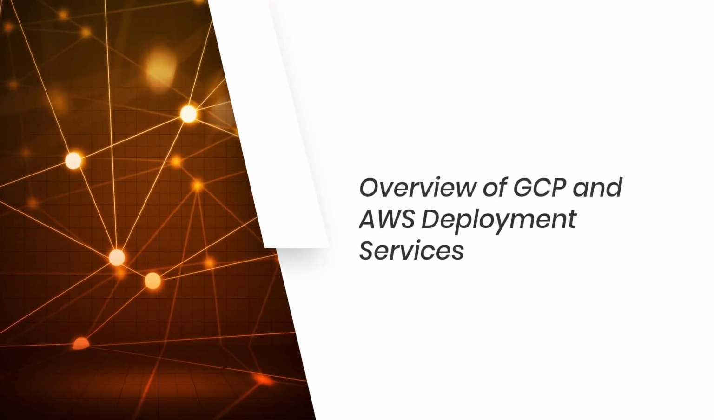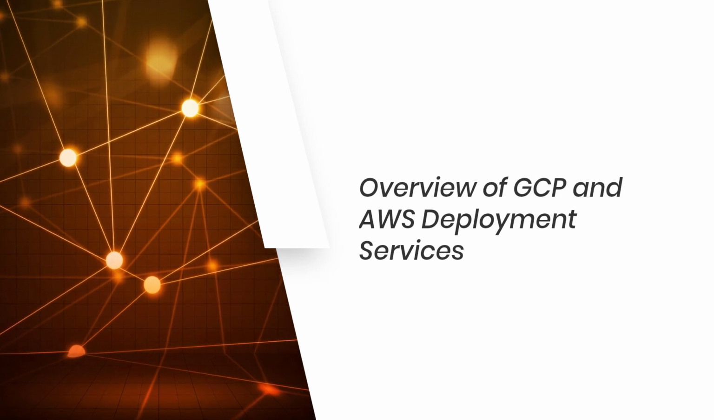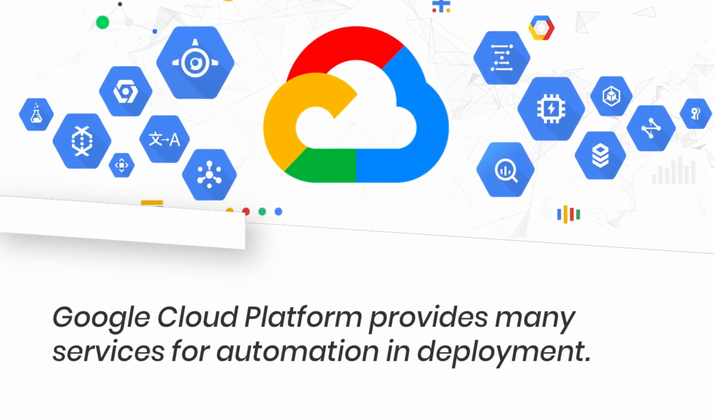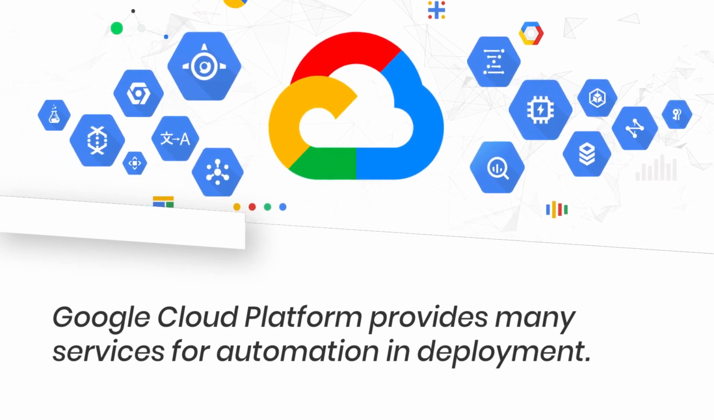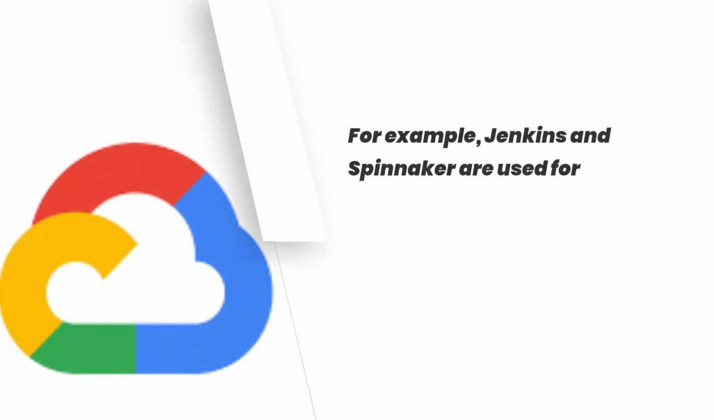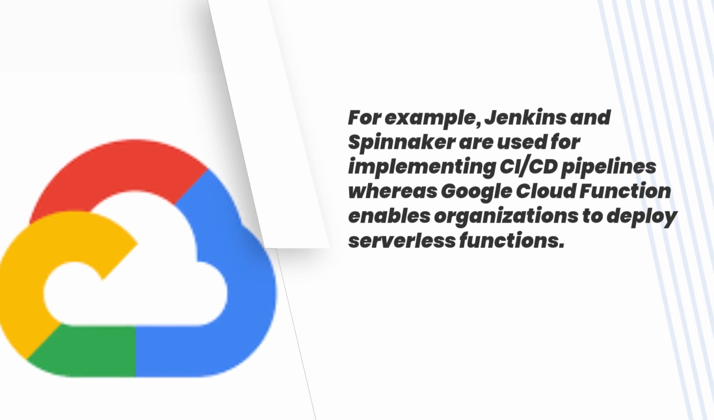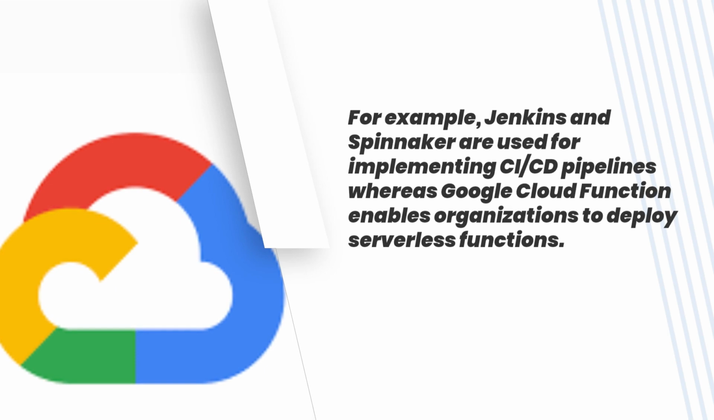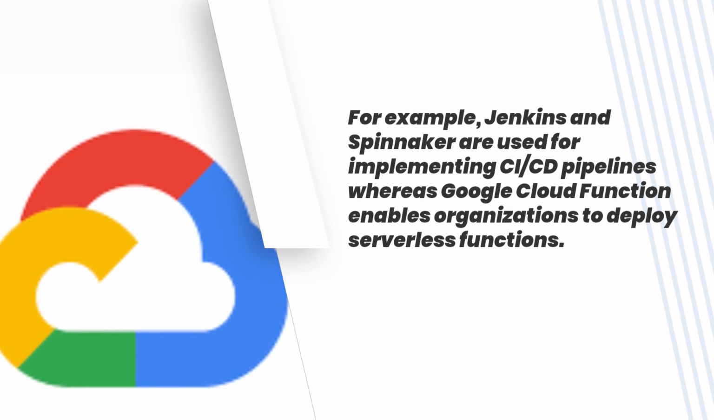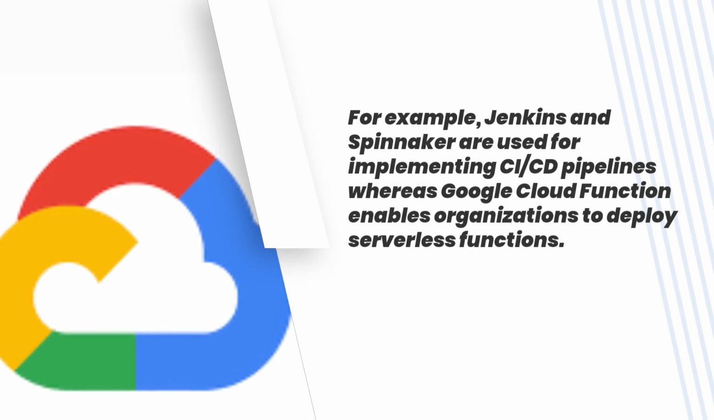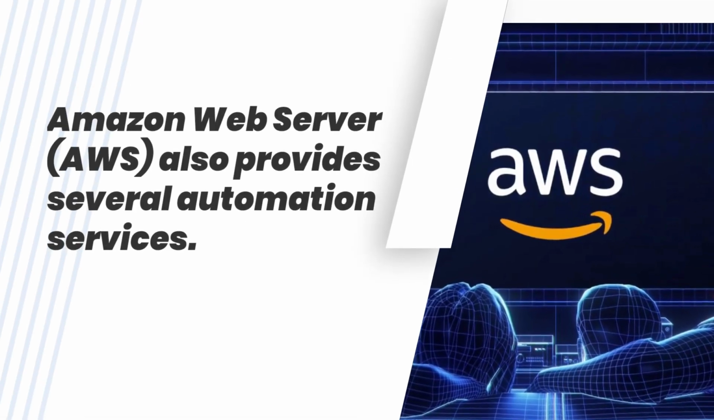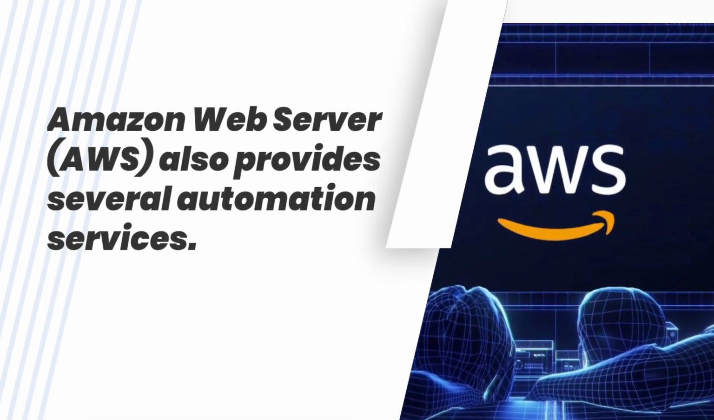Overview of GCP and AWS deployment services. Google Cloud Platform provides many services for automation and deployment. For example, Jenkins and Spinnaker are used for implementing CI/CD pipelines, whereas Google Cloud Functions enables organizations to deploy serverless functions. Amazon Web Services, AWS, also provides several automation services.